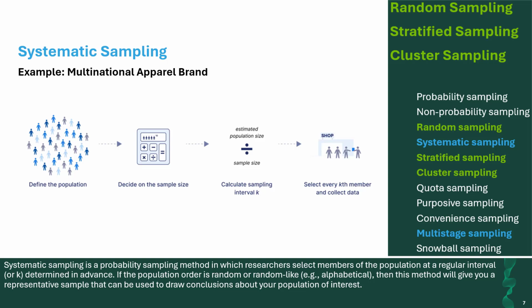For example, a multinational apparel brand wants to survey customer satisfaction again across its global stores. They create a list of customers who made purchases in the past month, sorted alphabetically. To select the sample, they chose every 10th customer on the list, k equals 10 in that particular case then. This systematic sampling method ensures a representative sample, allowing the brand to accurately gauge overall customer satisfaction and identify areas for improvement in different markets.